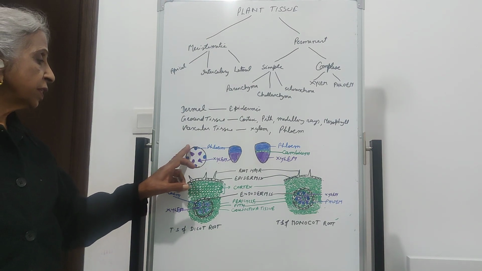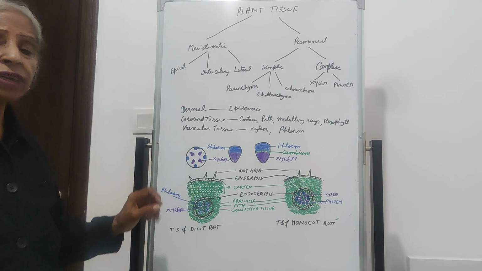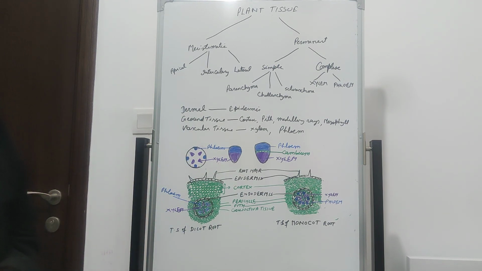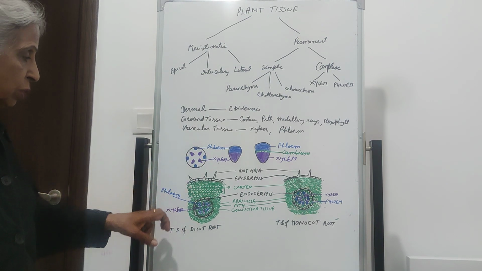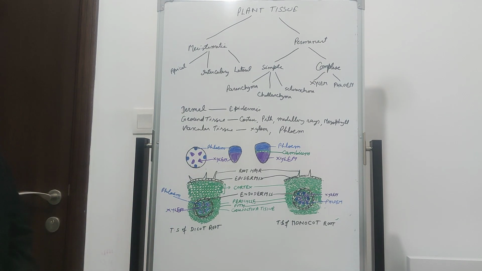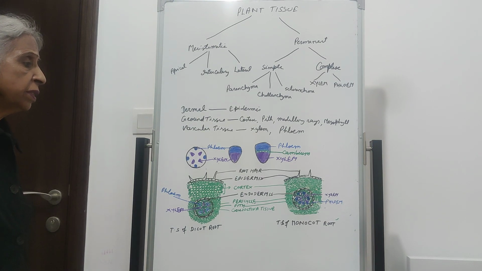When these bundles are arranged along different radii, they are called radial vascular bundles, with phloem on one radius on the outer side and xylem on the other radius on the inner side, alternating with each other. Such an arrangement is called the radial arrangement, and the bundle is called a radial vascular bundle, as is present in roots. Then in stems, what happens?